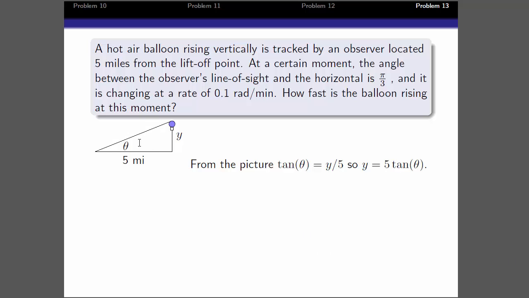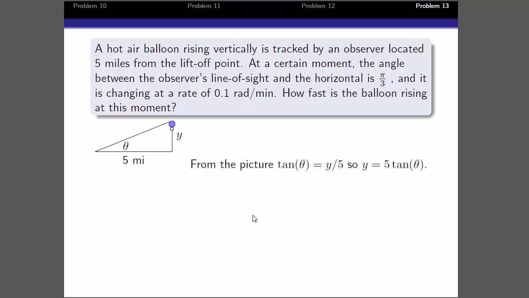So I've drawn the picture this way. At the moment we care about, when the angle is pi over 3, the balloon's going to be much higher. And if it's increasing at 0.1 radians per minute, that's still going to be growing awfully fast. So that balloon's going to be booking it. So from this picture, to relate the variables, you see a theta and y there, opposite and adjacent sides, we're going to use the tangent function. Tangent of theta is y over 5, or just get rid of the fraction by multiplying both sides by 5. y equals 5 tangent theta.